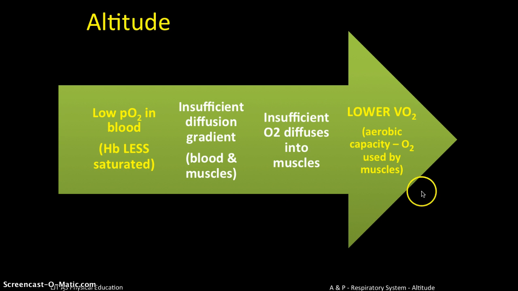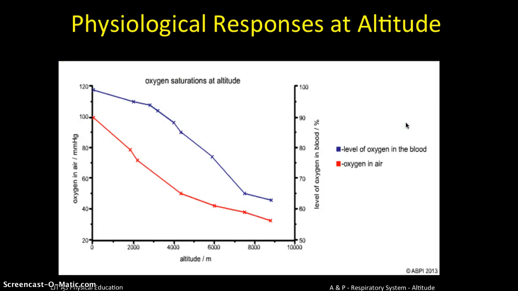And if our muscles are not getting lots of oxygen, they essentially can't work aerobically very well. So there's a lower VO2, and this VO2 means the volume of oxygen our muscles use per minute. If we're not getting lots of oxygen in, it can't be used per minute.